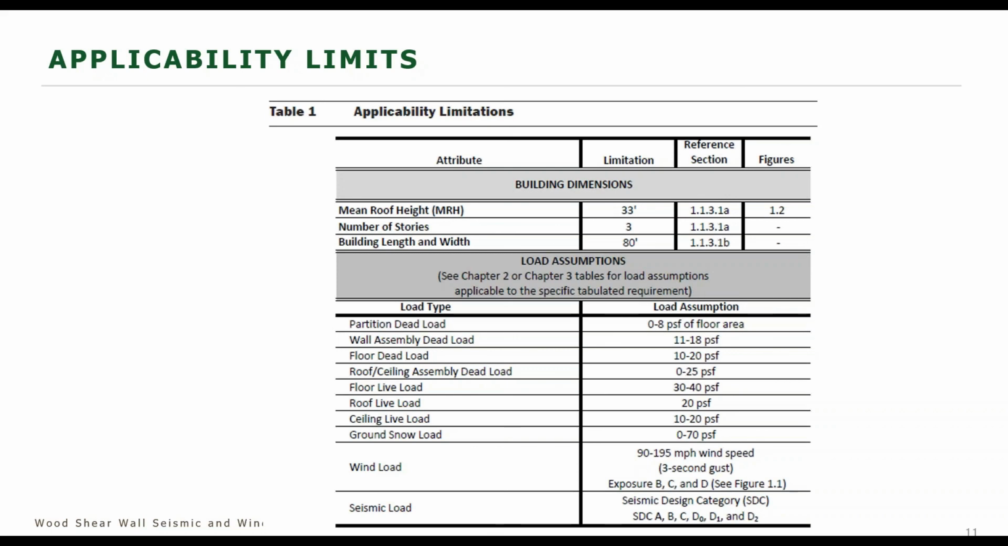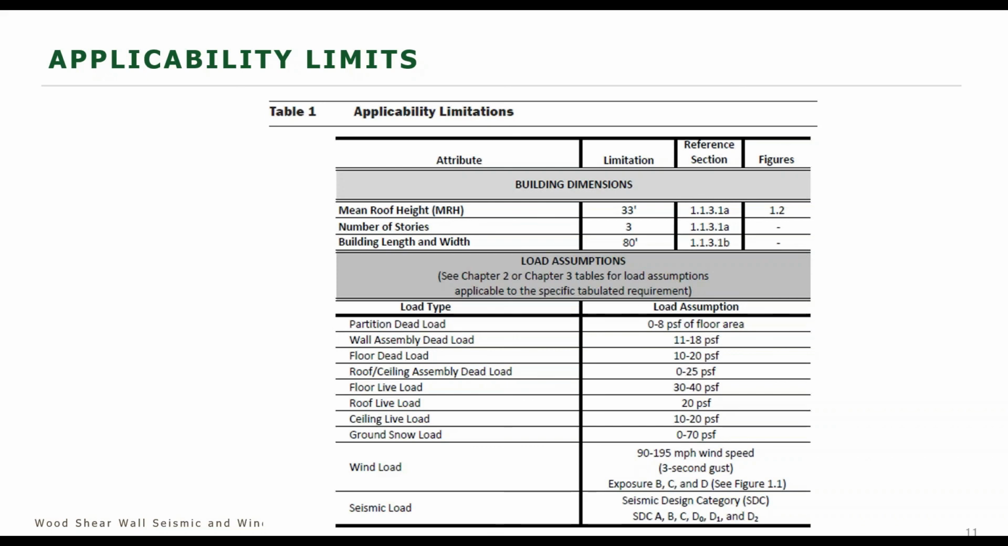Someone is asking, is the design example book free? It is, yeah. It's a free PDF download, so you can download it for free right off of our website.